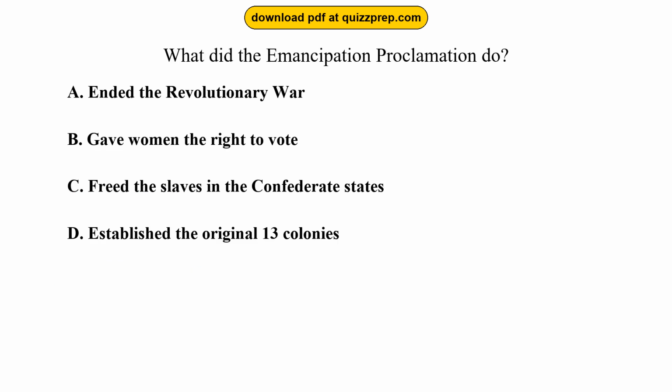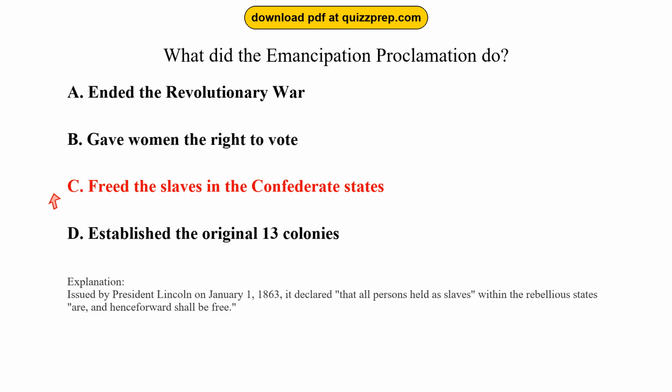Question 15. What did the Emancipation Proclamation do? Option A, ended the Revolutionary War. Option B, gave women the right to vote. Option C, freed the slaves in the Confederate States. Option D, established the original 13 colonies. The correct answer is option C. Freed the slaves in the Confederate States.